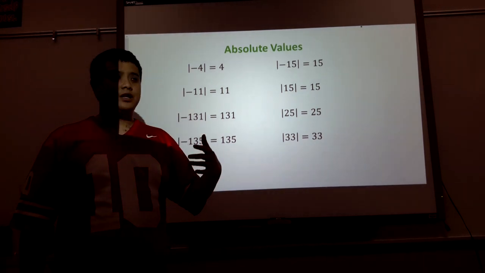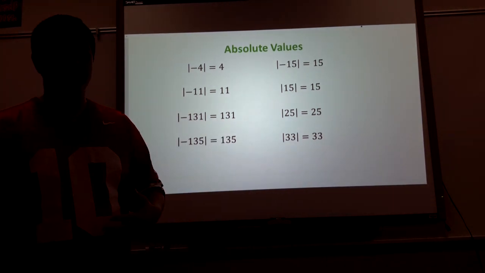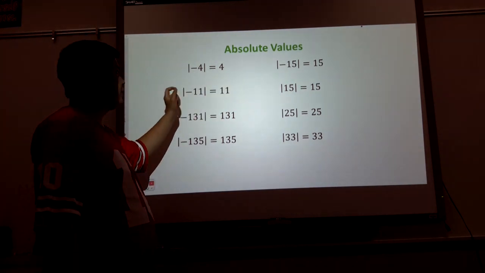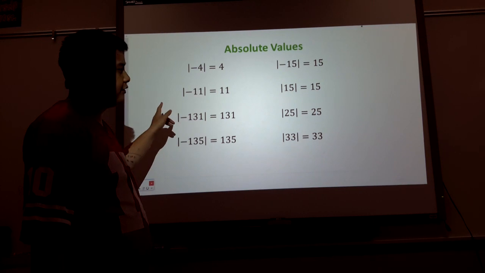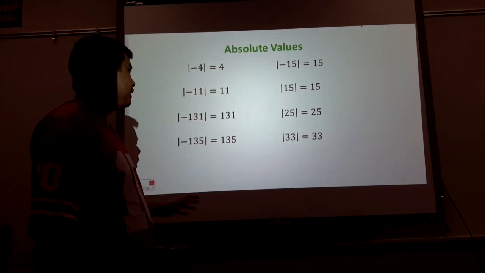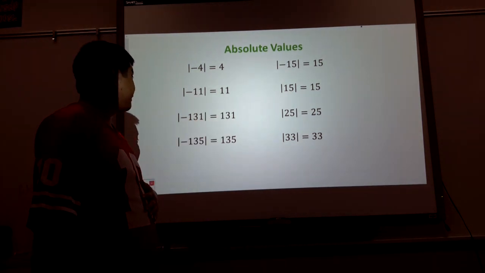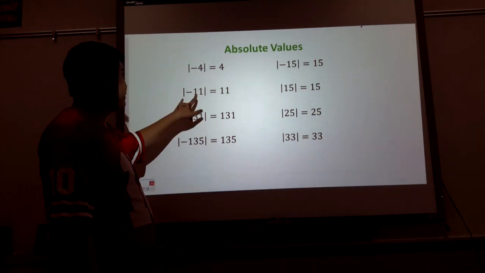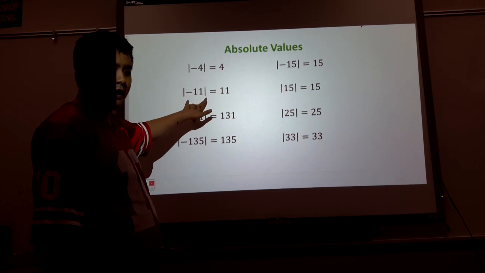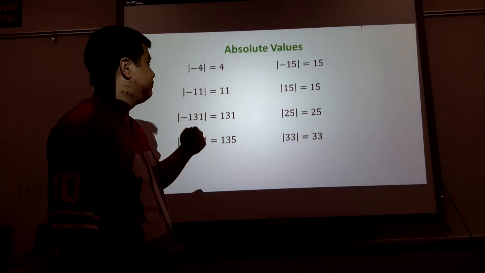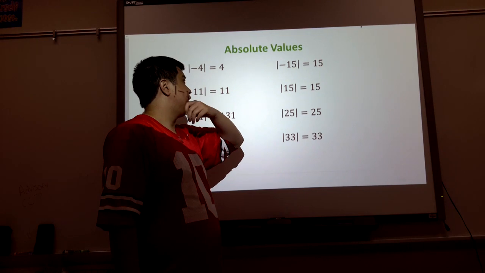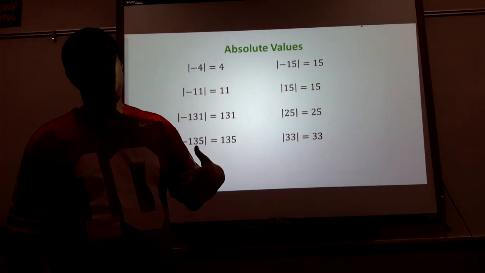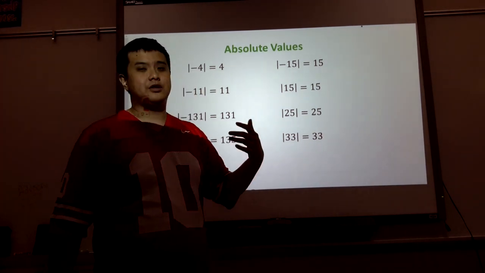So these are examples of absolute values. Okay? The absolute value of negative 4 is 4, the absolute value of negative 11 is 11, the absolute value of negative 131 is 131, the absolute value of negative 135 is 135. Notice that absolute values have these parallel lines around the number. The absolute value of negative 15 is 15, the absolute value of 15 is also 15, the absolute value of 25 is 25, and the absolute value of 33 is 33.